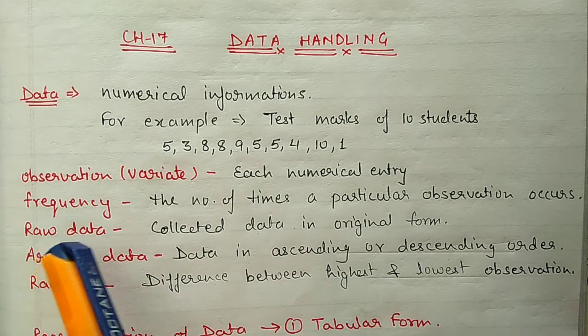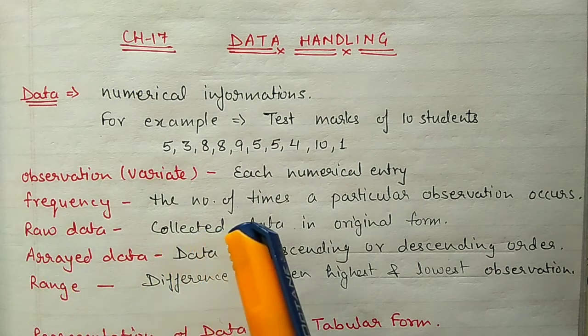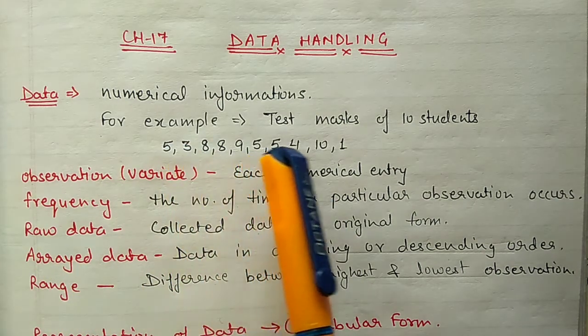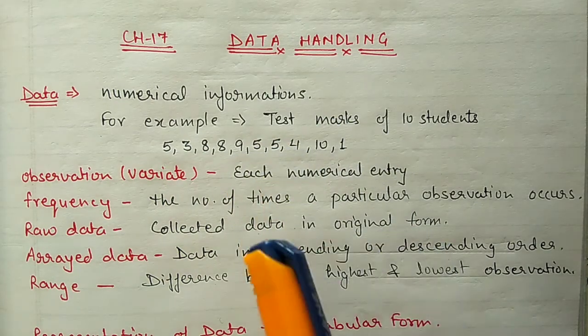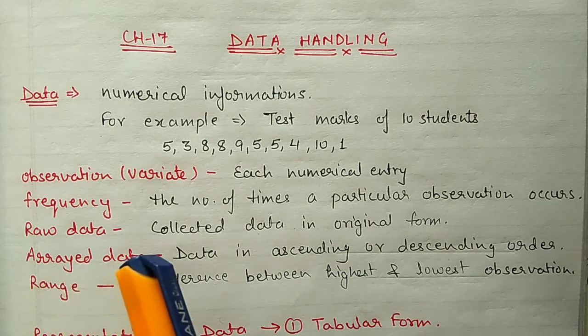Next term is raw data. Data collected in the original form we will call raw data, and if I arrange this data in ascending or descending order, then it will be called arrayed data.